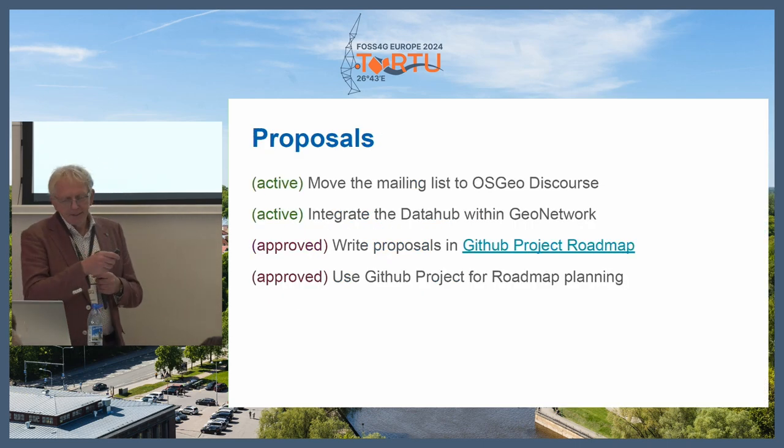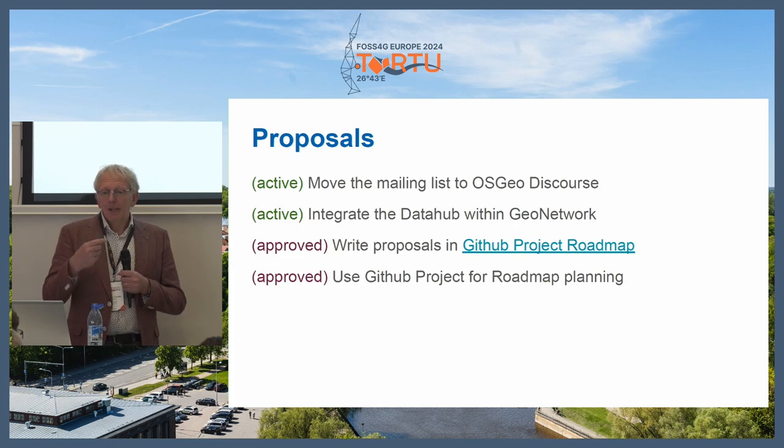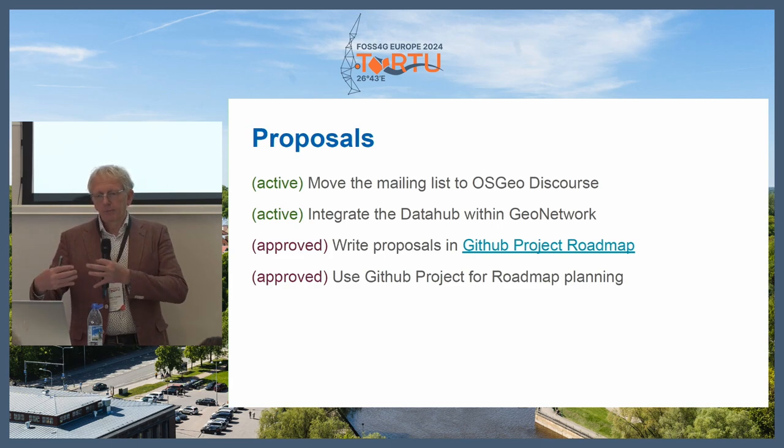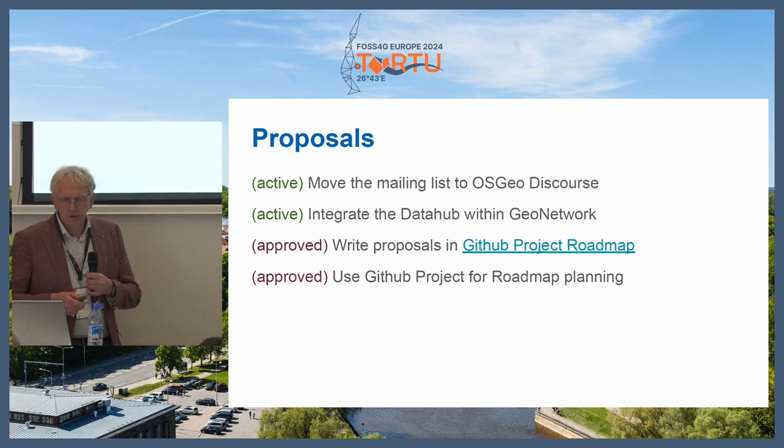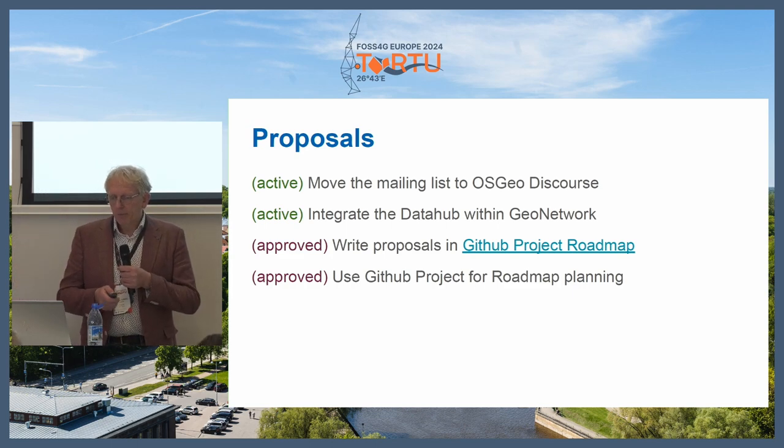We don't switch yet. So we have active proposals currently to move our mailing list to Discourse, to integrate Data Hub, which is a user-facing, end-user-facing front-end that Florent will talk about more later. And we have some approved proposals, like doing our actual proposal and roadmap thing on GitHub instead of on wiki and mailing lists, which was a bit of a mess.